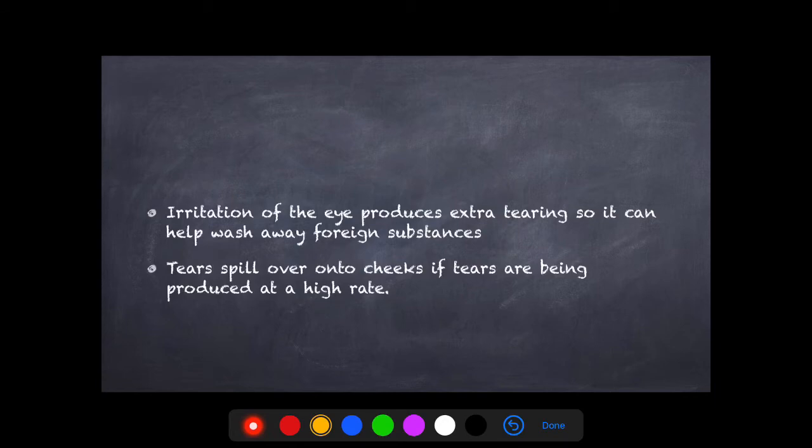Now, when you have an irritation in your eye, you tend to produce some tears so that they can help wash away any foreign substances that might be stuck in your eye and irritate it. But if you have a large output of tears being made, and they cannot drain into your lacrimal canaliculi fast enough, it will outpour from your eyes and run down your cheeks. Usually when you're crying a lot, that's what happens. If there's not enough drainage, they leak onto your cheeks, and you have a runny nose as well from that.